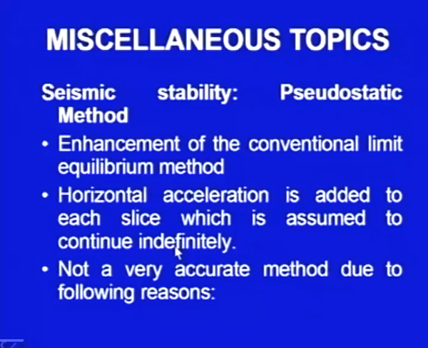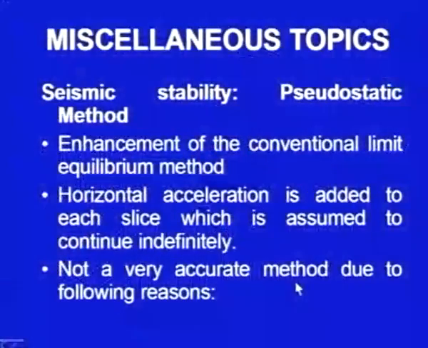So, we take some coefficient and multiply it by g, and that is the acceleration we take in the horizontal direction, and we assume that this particular acceleration is acting there for an infinite period, indefinitely, or as long as the earthquake is acting there. Then we take that as an additional destabilizing force, and then we do the stability analysis. It is a very crude method, it is not a very accurate method.